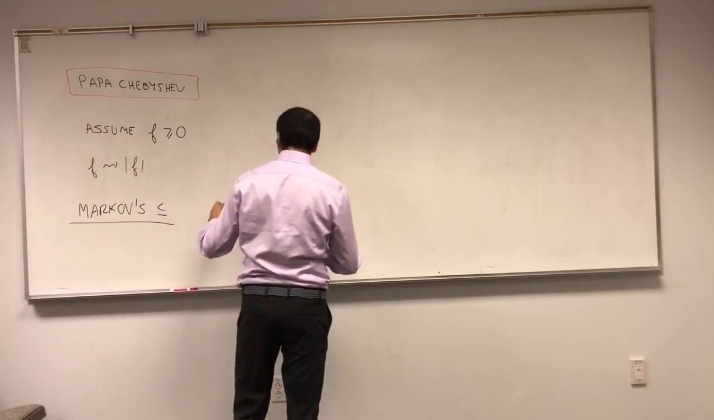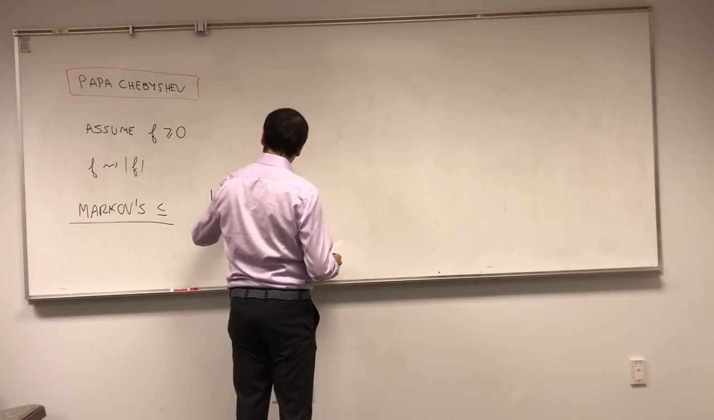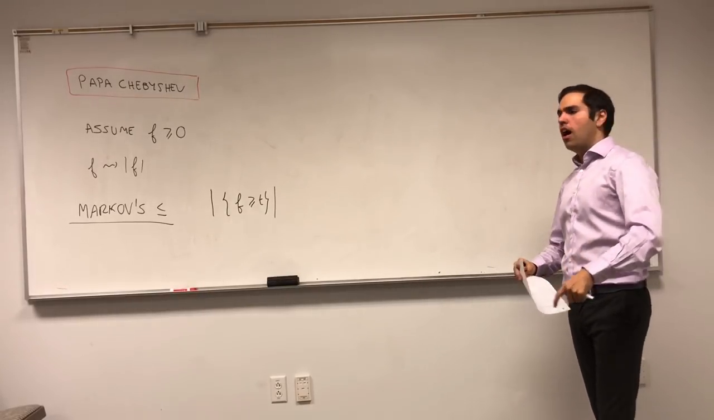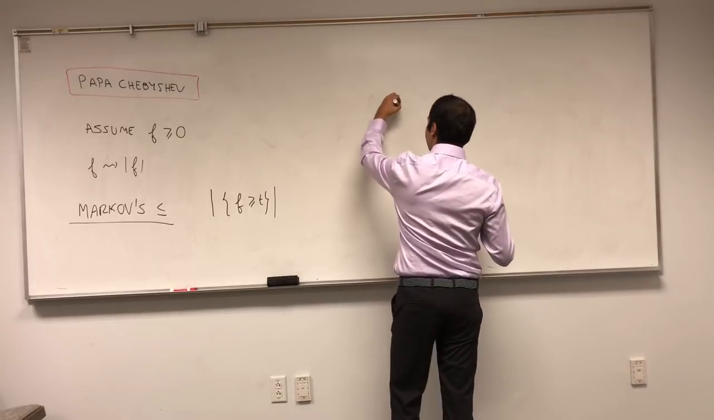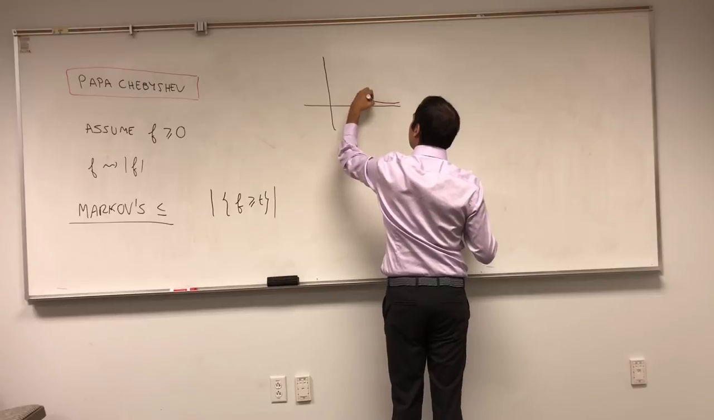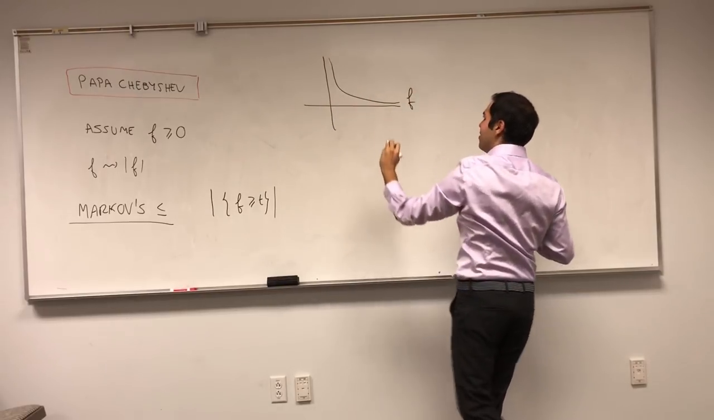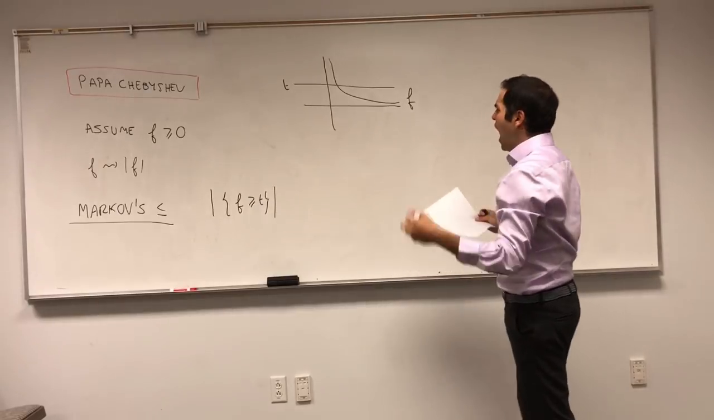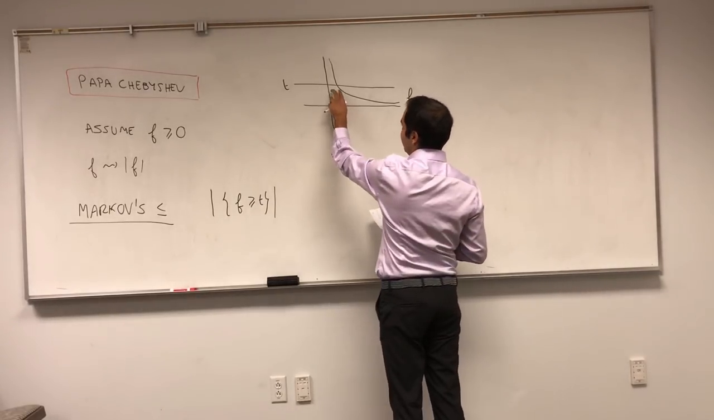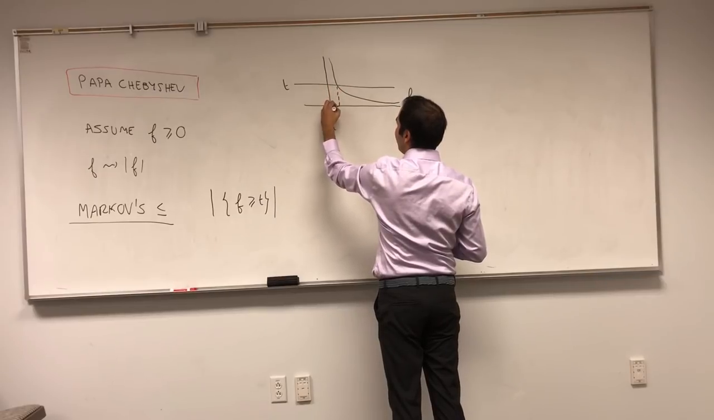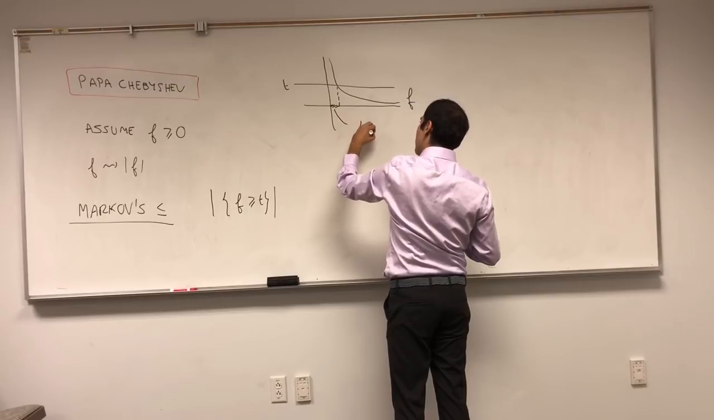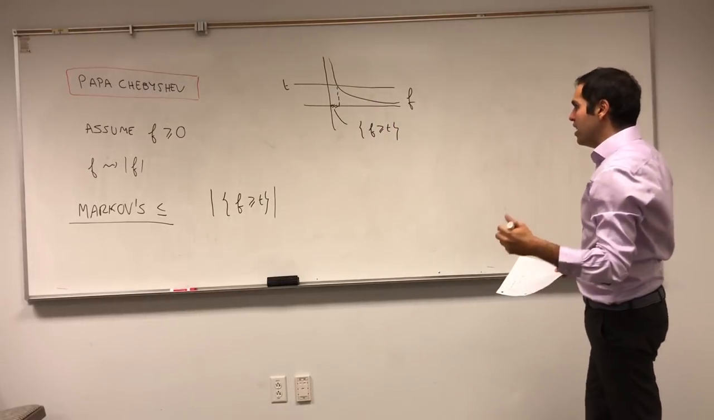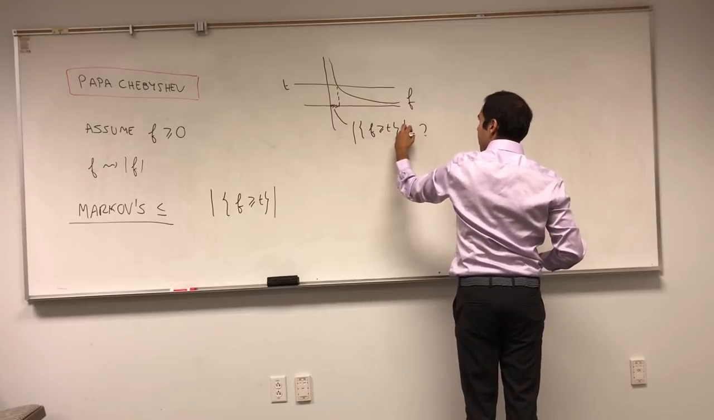It tells you the following. Suppose you have a function and a value t, and you want to know how long, or how often, f is greater or equal to t. Suppose you have this function here, this is f, which might blow up to infinity, completely fine. Given a value t, you want to know how big is the set where f is greater or equal to t. In this picture, the set is this one here, because in that set, f is bigger than t. How big is that set?